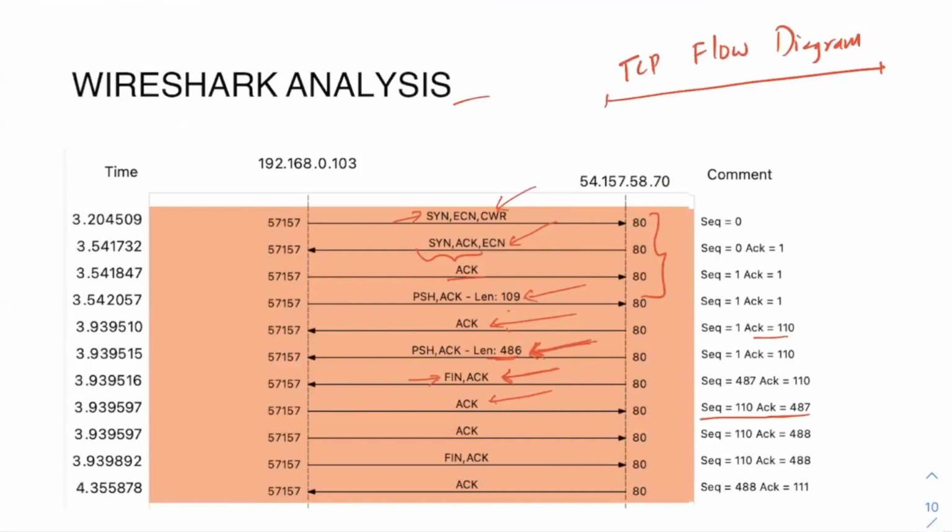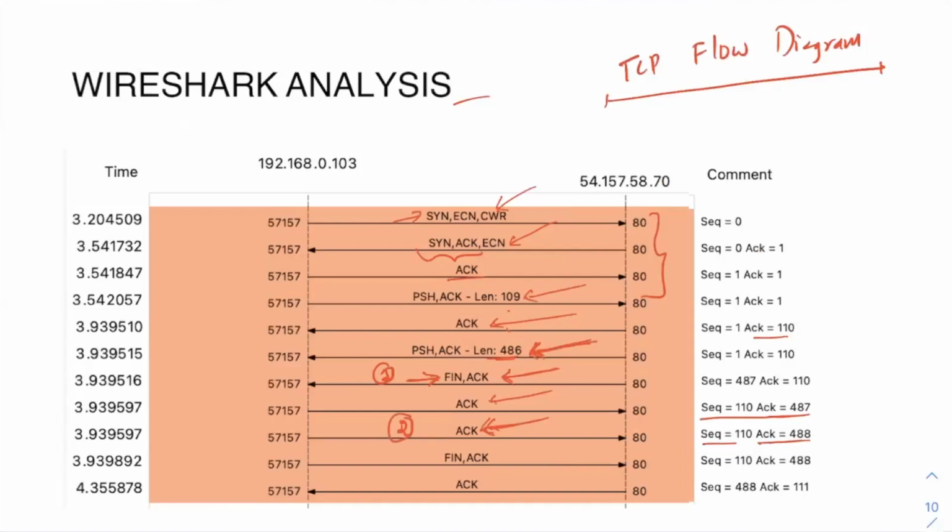Now in the next ACK flag, which is sent again from the client to the server, the sequence number is 110 and the acknowledgement is 488. That means the acknowledgement incremented by 1 byte. That's what you have seen in TCP connection termination also. So this is basically the ACK for the FIN request that the server has sent. So this is the first step of the connection termination. This is the second step, the ACK flag the client has sent to the server.